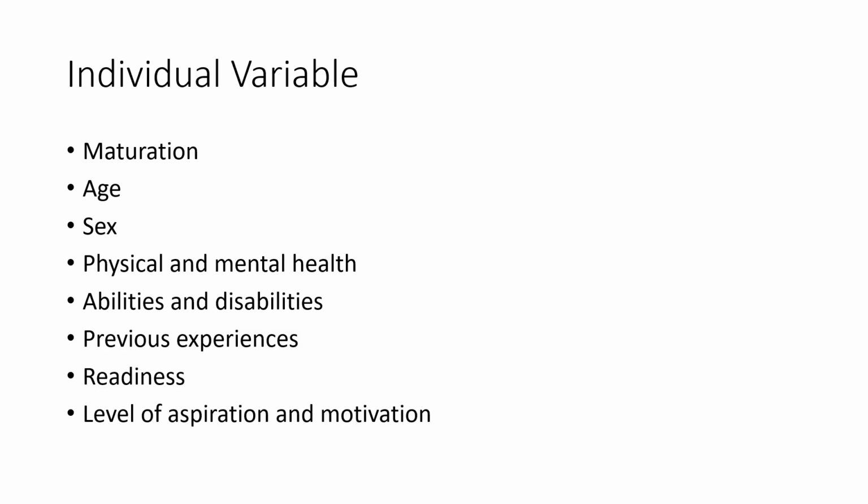The first factor is individual variable. Individual variable means the factors related to the person or the individual which influence the learning. So how mature he is, like whether he can do this task. If I'm going to teach a 3 year old about Newton's laws or thermodynamics laws, he won't be able to understand. So it's about the age, maturity, and their abilities. How mature they are, how much they can accept, or how much they can grasp, it plays a role.